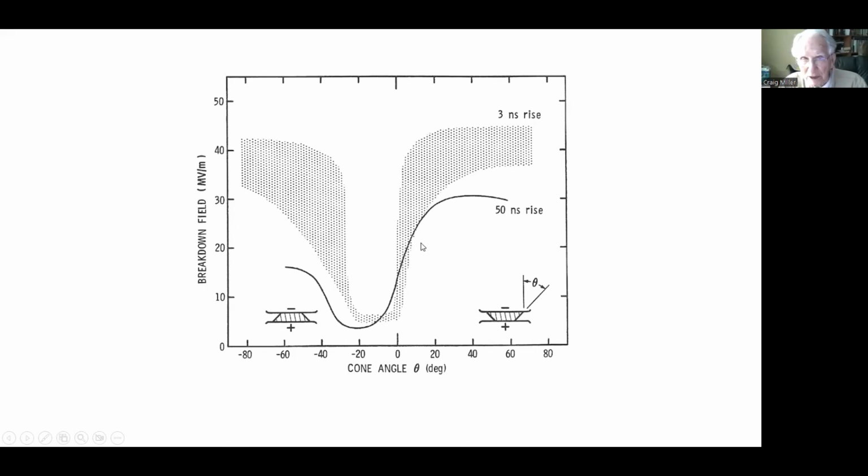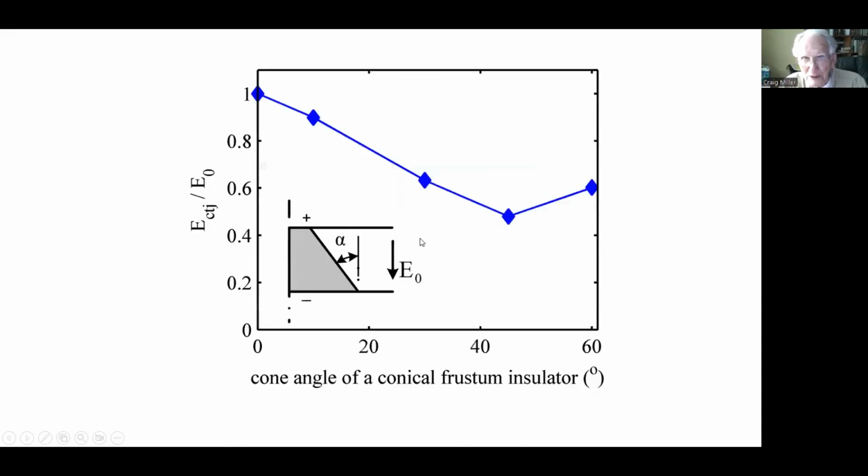And one postulate for this is the effect of the cone angle on the electric field at the triple junction. Calculation for a particular design: if the electric field is 1, it decreases with increasing angle, coming to a minimum at about 45 degrees. And as seen previously, for that particular setup, 45 degrees was the maximum hold-off voltage.